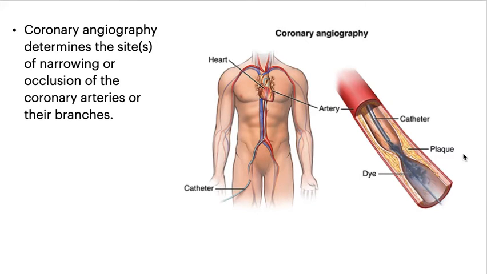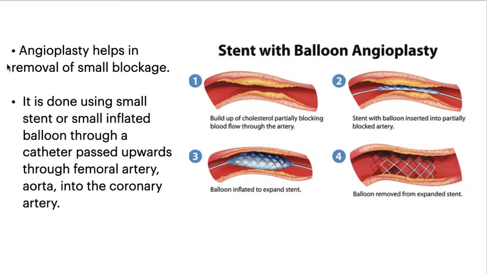Now, this procedure, called coronary angiography, determines the site of narrowing or occlusion of the coronary arteries or their branches. Angioplasty helps in removal of this blockade. It is basically done by using a small stent with an inflated balloon through a catheter passed upwards through the femoral artery, aorta, and into the coronary arteries.